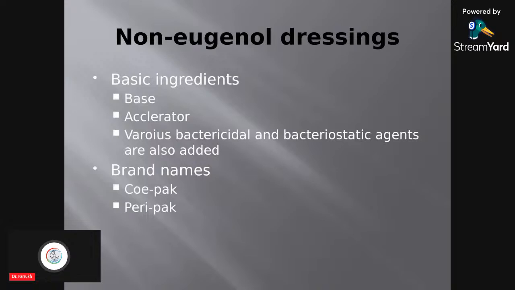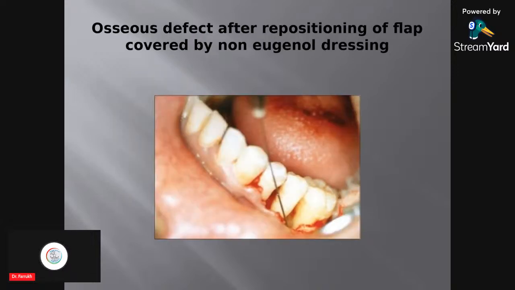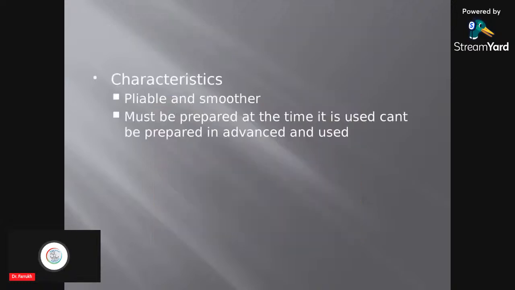What are non-eugenol dressings? Basically, the basic ingredients include the base, accelerator, and various bactericidal and bacteriostatic agents are also added. What are the brand names? Brand names include Coe-Pak and Peripac. Here you can see a defect which is covered after repositioning of the flap with the help of a non-eugenol dressing. What are the characteristics? It should be pliable and smoother. It must be prepared at the time it is used; it can't be prepared in advance and used.